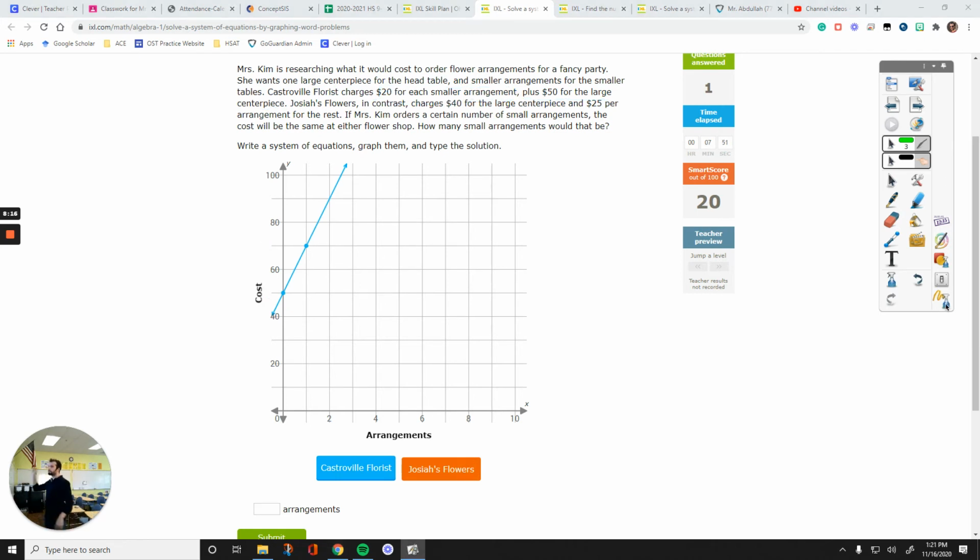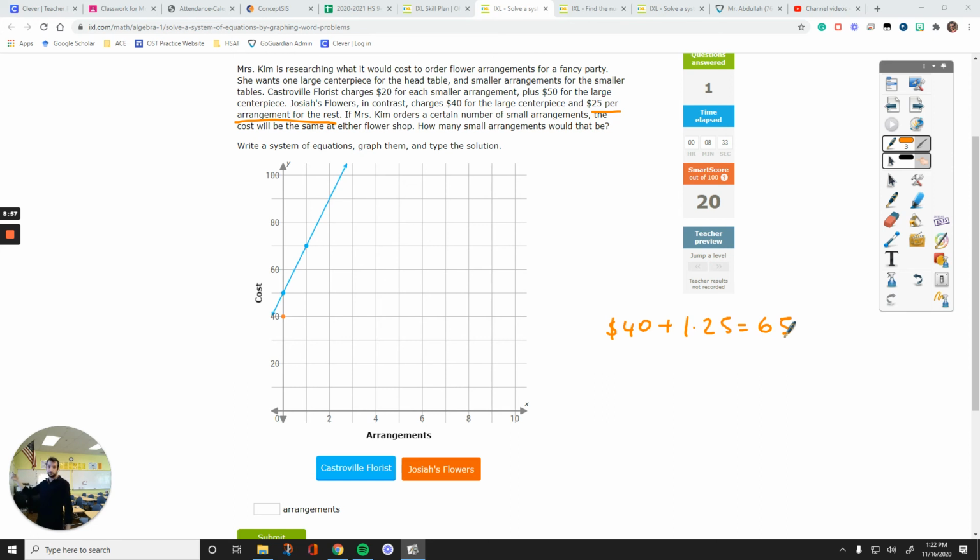Let's clear this up. Now we are focusing on the orange. It charges $40 for the large centerpiece. That's our set number, $40 on the y-axis. And then $20 per arrangement for the rest. 25. So for one piece, okay, we already have $40, plus for one of them it equals 65.